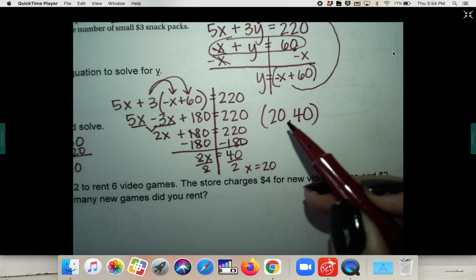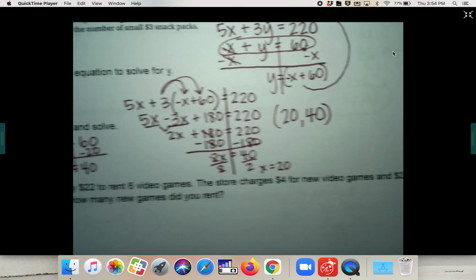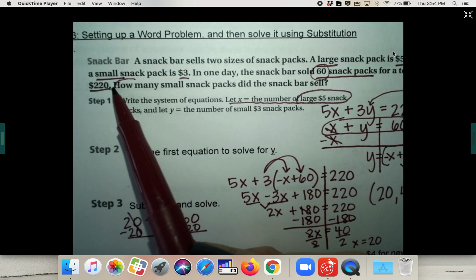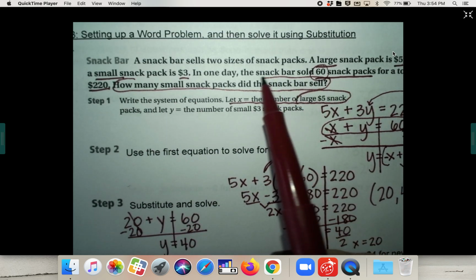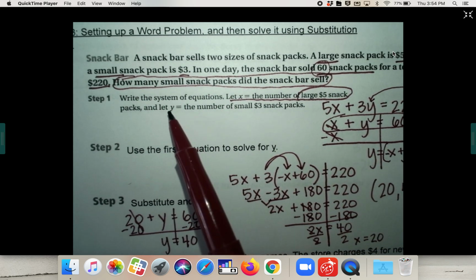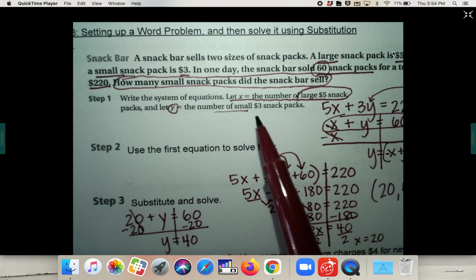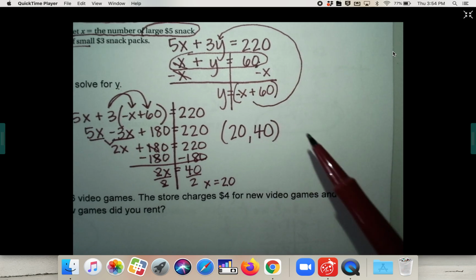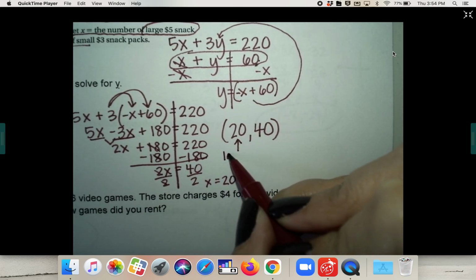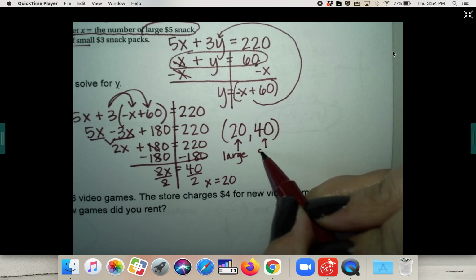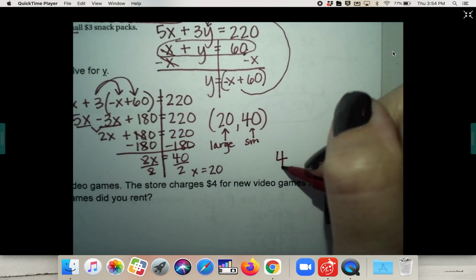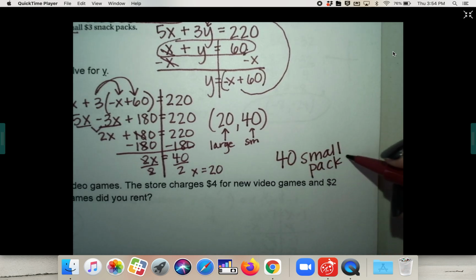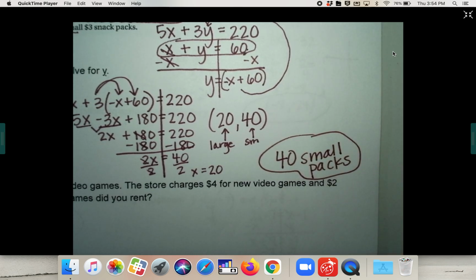Now that we have gotten our x and our y coordinate, let's actually see what the question was. They don't care to get the coordinate. They want to know just how many small snack packs did we sell. So again, y was the number of small. So I want to find my y coordinate, which is 40, and that's my answer. This one was large. This one was small. So therefore, the answer they're looking for is 40 small snack packs.